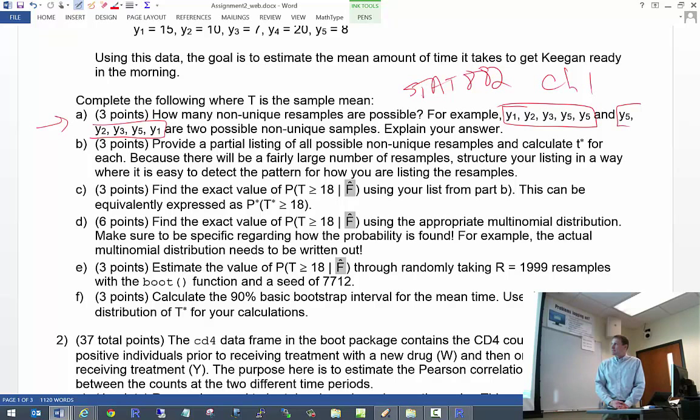Part B. Provide a partial listing of all possible non-unique resamples and calculate T star for it. Now, I don't want to see all a little over 3,000 T stars or the actual resamples. But I want you to start listing out. Let's say this is resample 1, this is resample 2, this is resample 3, and do it in a way so that I can see a pattern forming of how you're iterating out all possible resamples. Again, calculate T star for each of them.